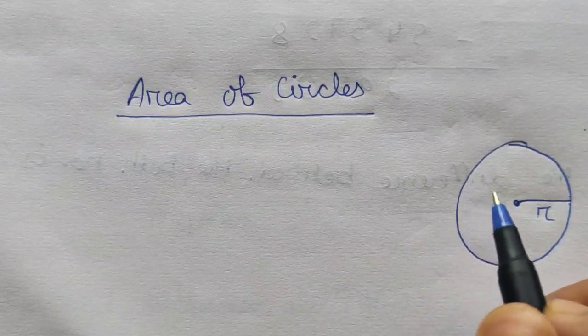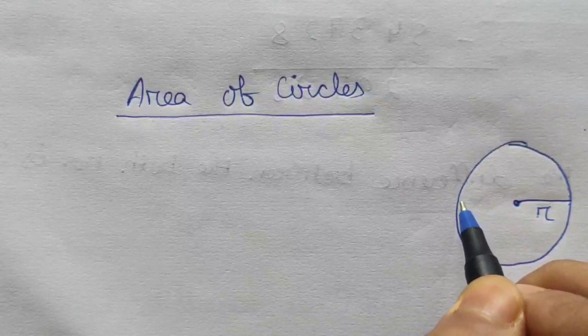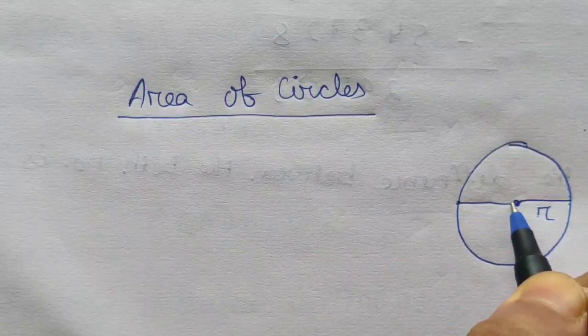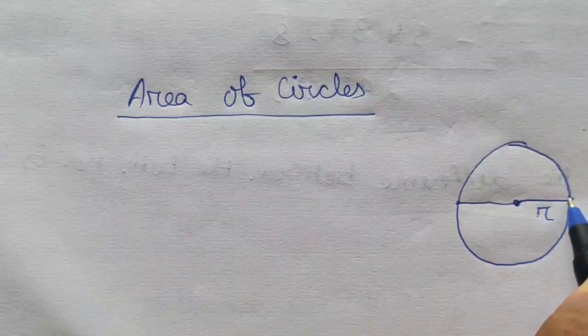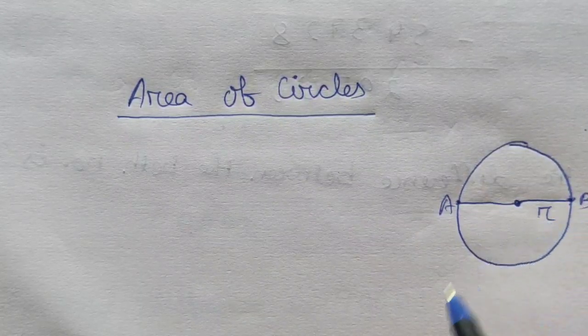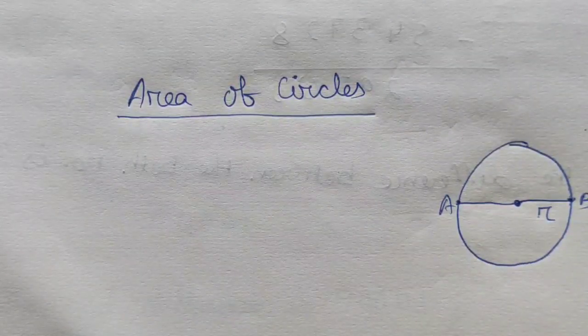And the diameter was the line segment which touches 2 points of a circle. Suppose here point A, point B. It touches the 2 points of a circle and passes through the center. Clear?